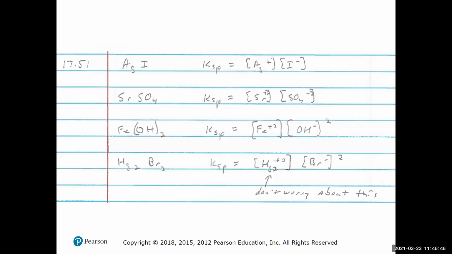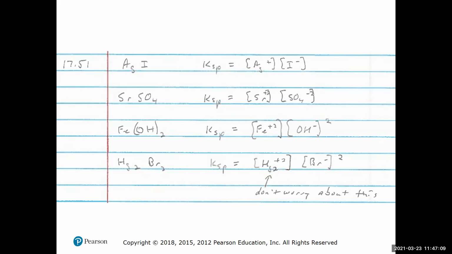I do want to spend a couple minutes here before we finish up on a couple of homework problems. The first one, 1751, is writing the KSP expression. Over here on the left, we have the compounds, and on the right, the expression. Don't worry about the last one, the Hg2Br2. That's a really weirdo one. Don't even spend 1 second on it. But the first 3 do.